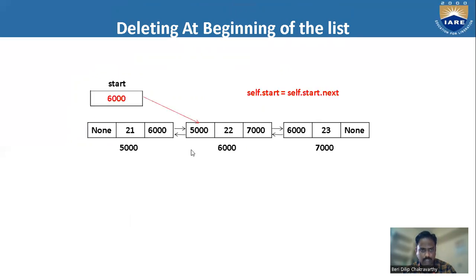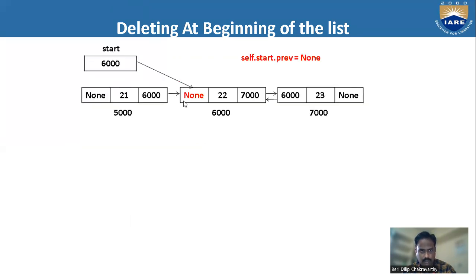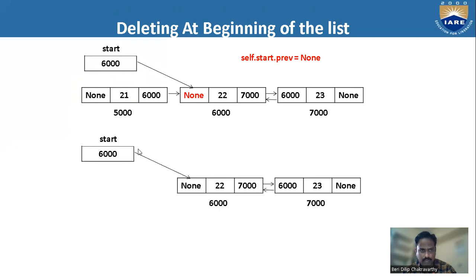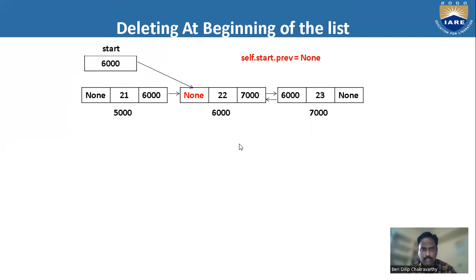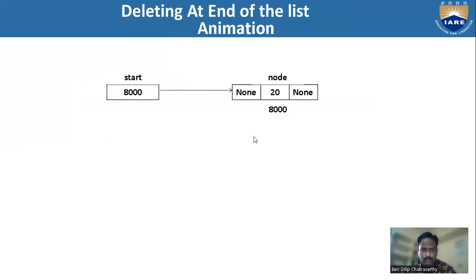Observe here, 6000 should be placed here, and then 5000 should be replaced with none, and simply I'm going to delete this. The next step will be like this. This is about deletion at the beginning of the list. Next, deletion at the end of the list.